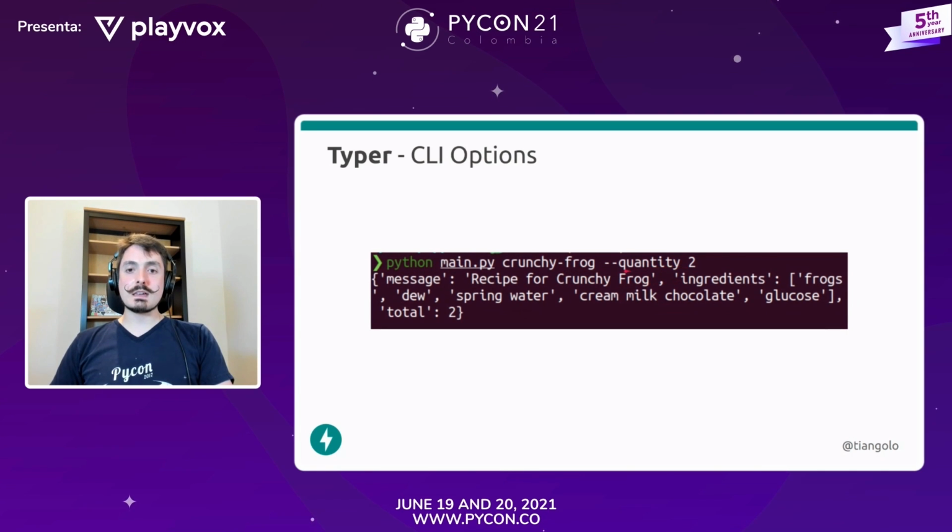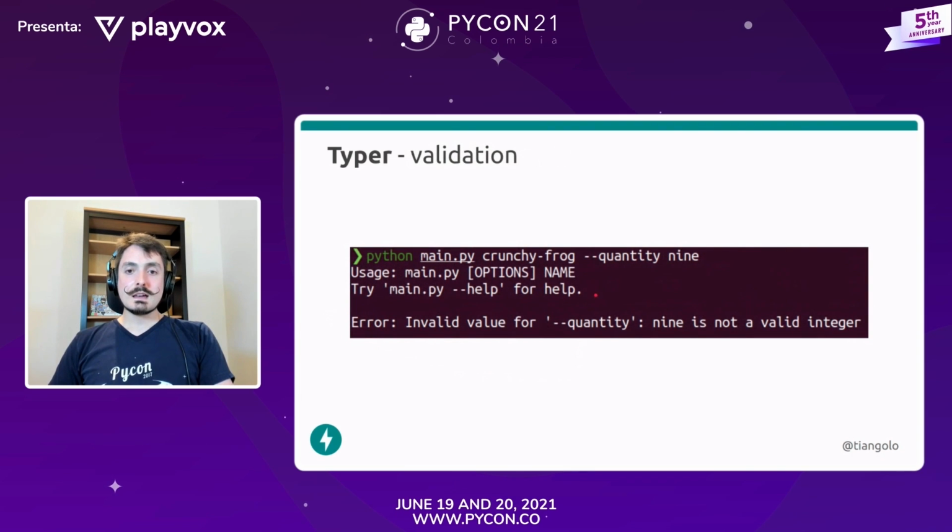And of course, we can use the quantity parameter here, and Typer converts that quantity, because it had a default value, to one of these command line options. So we can call it with --quantity and pass the value there. And then this quantity is used here in the result. And again, if we pass an invalid value, then Typer is going to do some data validation, and it's going to give us the specific errors telling us, hey, this is invalid data.